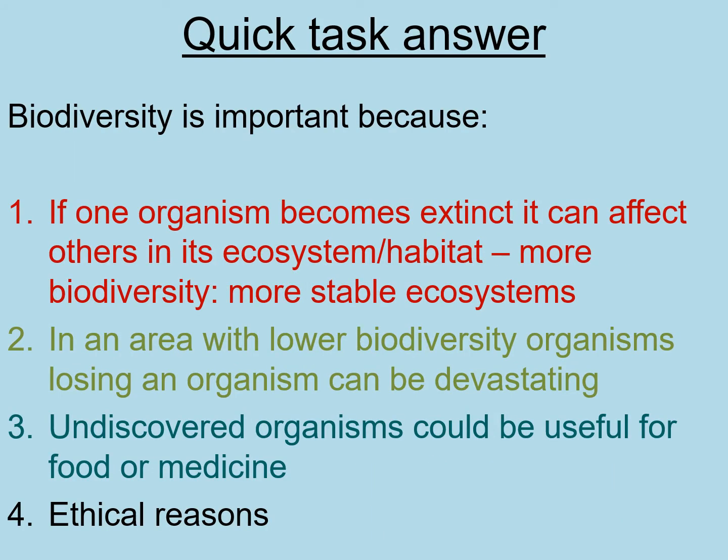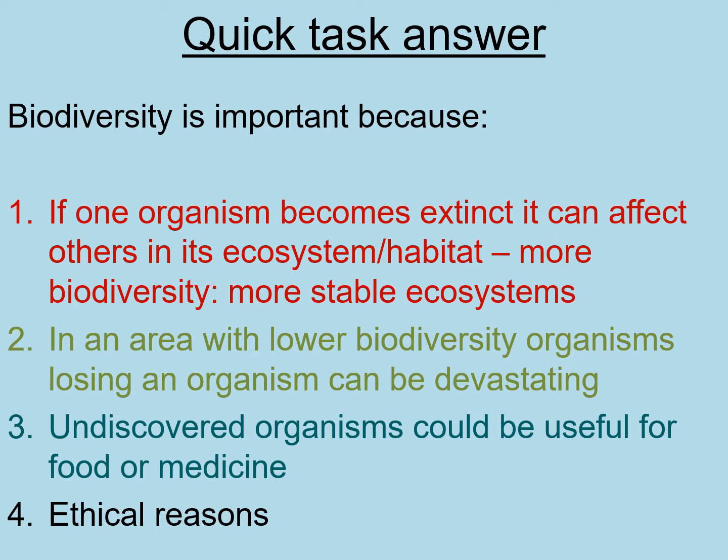And here are some of the answers you might have found for your quick task. So biodiversity is important because firstly, if one organism becomes extinct, it can affect others in its ecosystem or habitat. So the more biodiversity there is in a particular ecosystem, the more stable that ecosystem is. Secondly, in an area with lower biodiversity of organisms, losing one organism can be devastating.